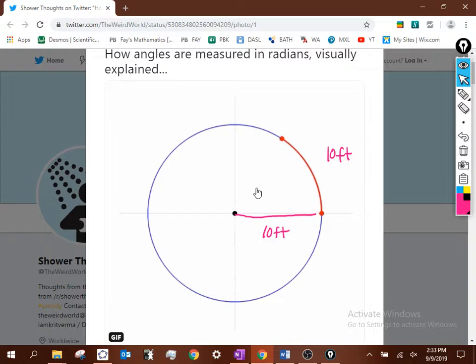So if you're walking from one of those two red points to the other, you've walked 10 feet. The same distance, it's just curved around the circle. Does that make sense? Okay?